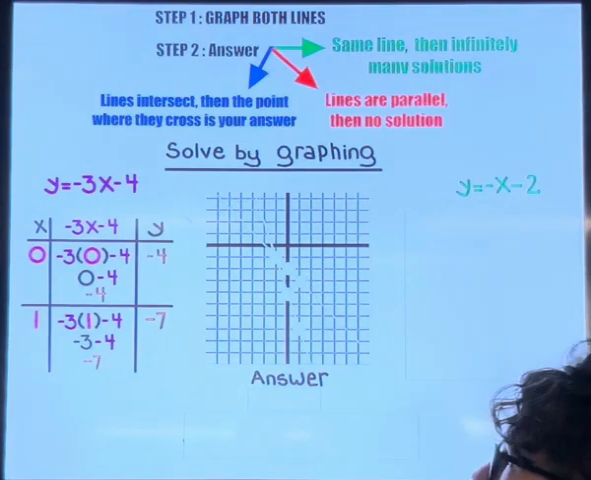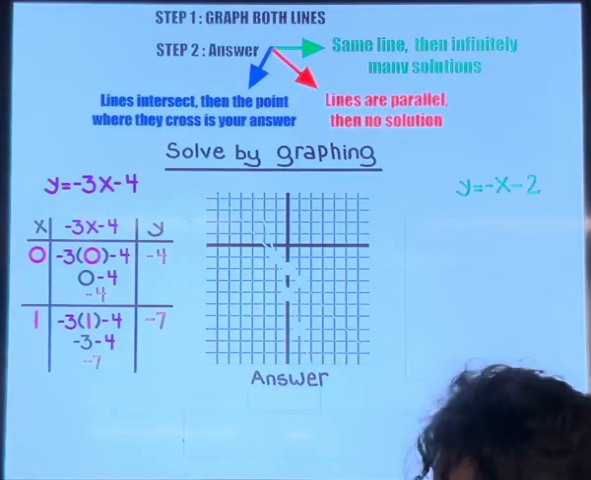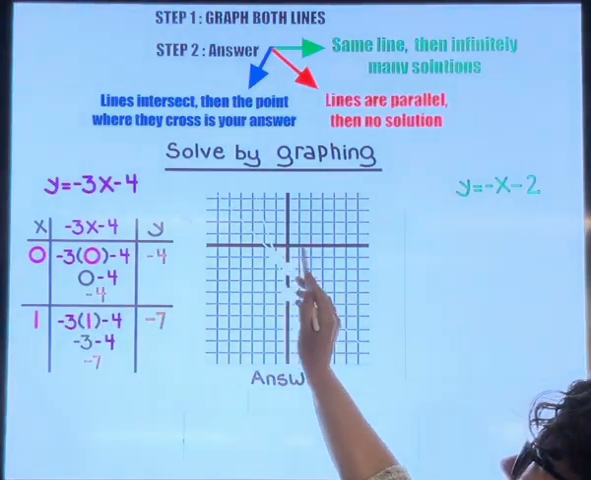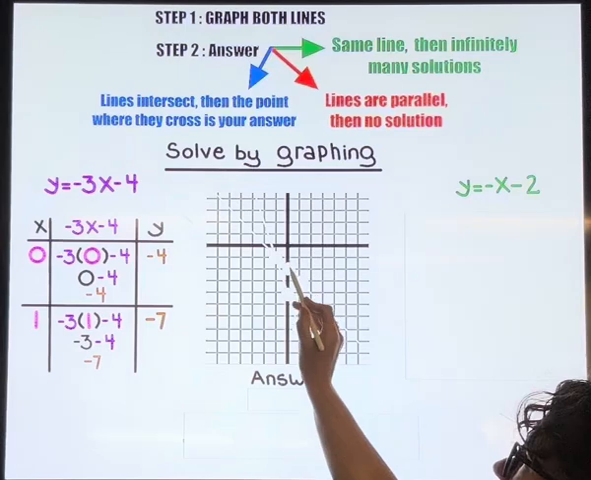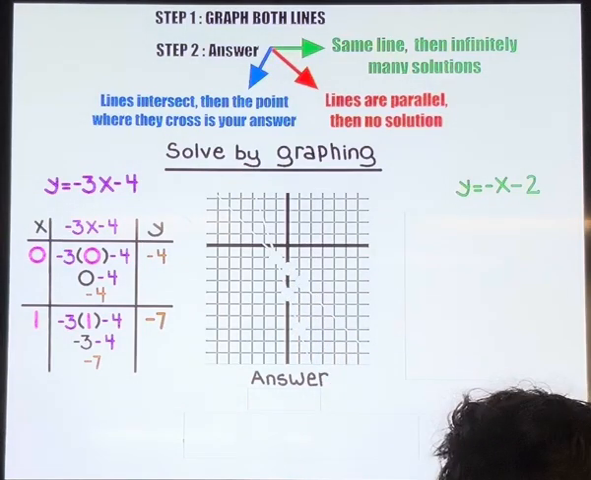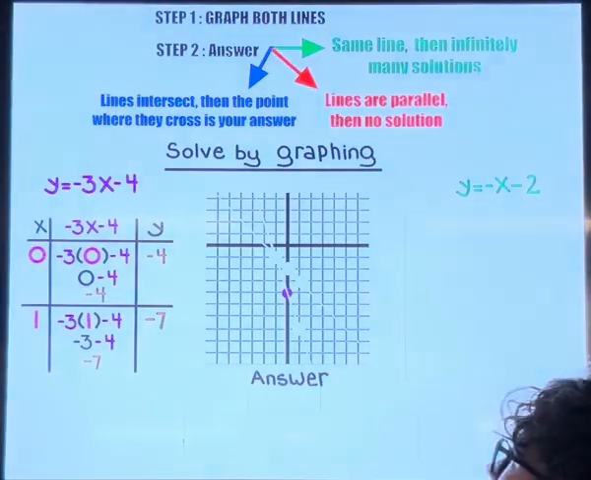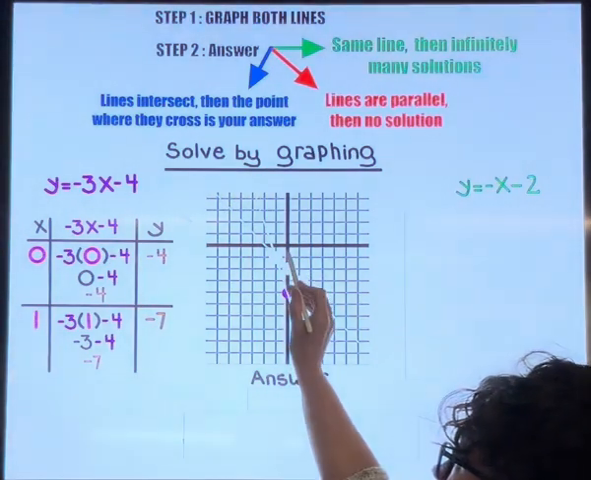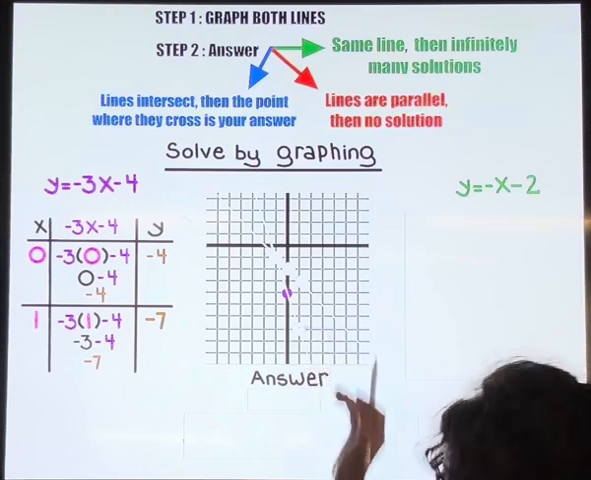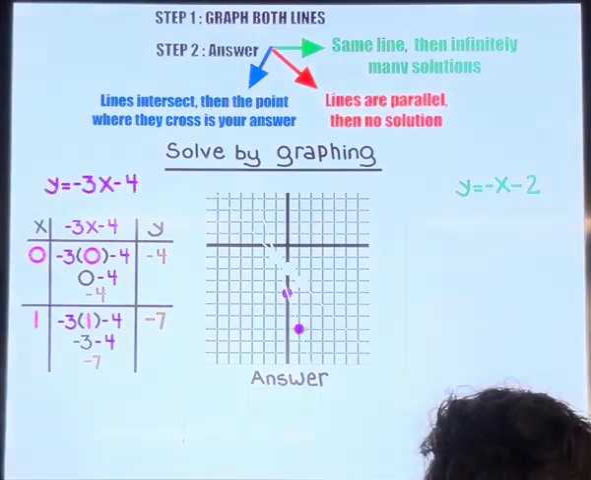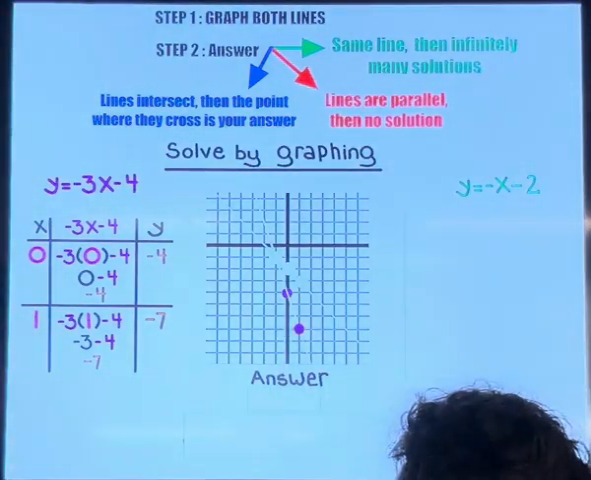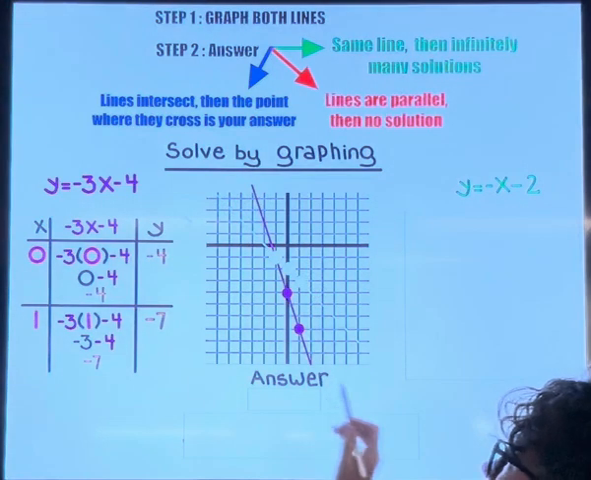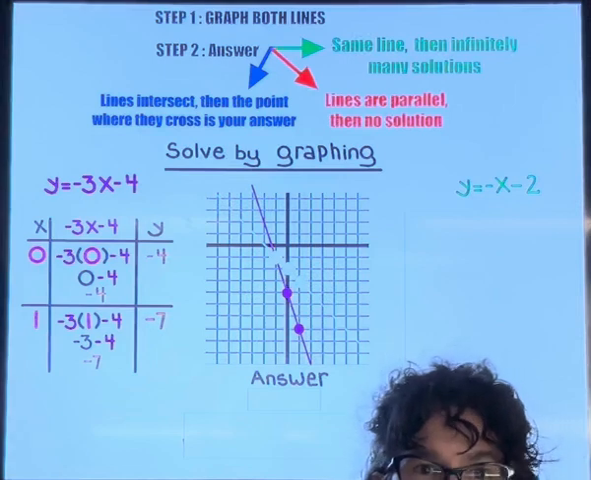Let's go ahead and graph that line. So if I plot the point 0, negative 4, I'm going to go right or left 0, and then down 1, 2, 3, 4. So there's my first point. I plugged in 1, I got out negative 7. So right 1, down 7, and there's my second point. Now that I have 2 points, I can connect those, and I have graphed my first line.